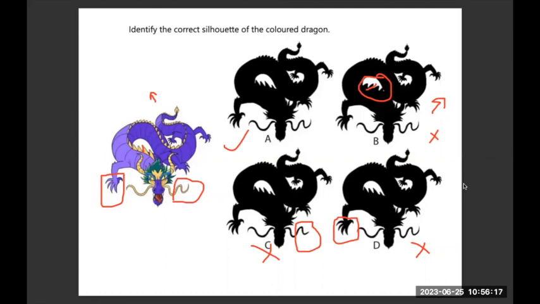Any doubts, any questions in this? All right, chalo, we'll move to the next one. Wait one second, I'll just check the time. Okay, fine. Yeah, all right, thank you.